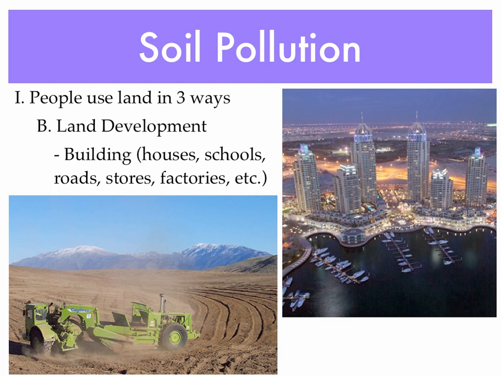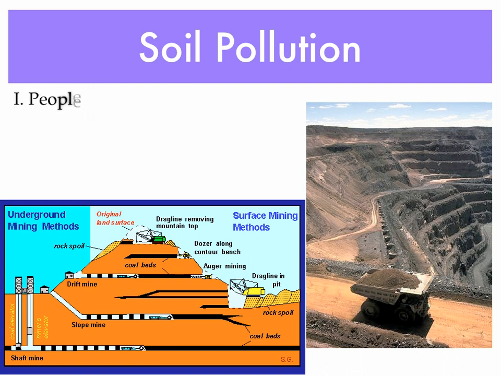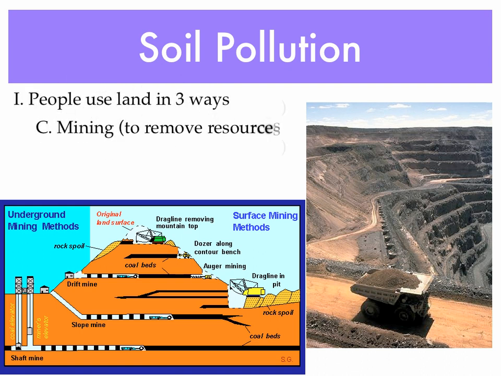The third way that people use land is that we actually mine the land. We actually take it and we remove resources from that. And we might do that by strip mining, which is the picture on the right. You actually take out strips of land, huge holes in the ground. That truck there is about 5 or 6 meters tall. It's the biggest truck in the world, and it looks tiny compared to the hole. It's a big hole.